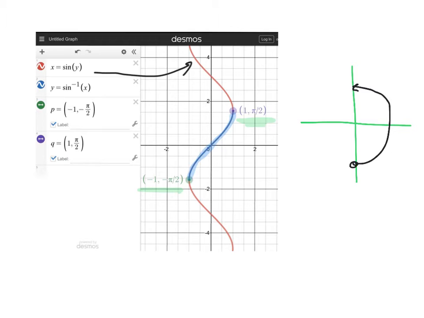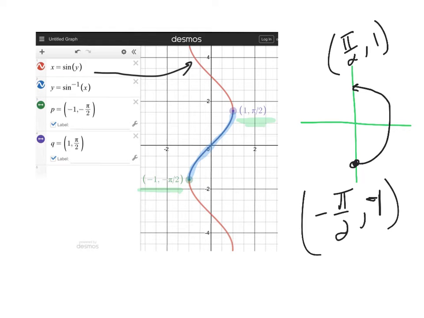Remember, we're talking about switching x and y. If it's the unit circle, negative pi over 2 has a y coordinate of negative 1, and positive pi over 2 has a y coordinate of positive 1. So with the arc sine function, you're going to input negative 1 to positive 1 and get output between negative pi over 2 and positive pi over 2.